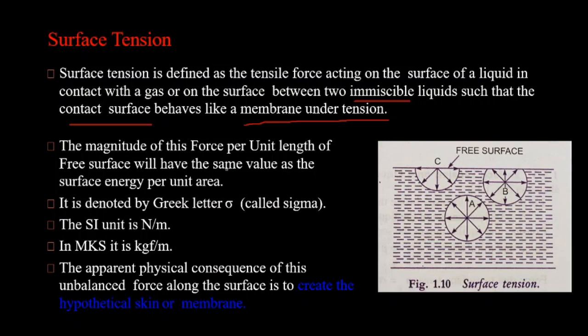So the magnitude of this force per unit length of free surface will have the same value as the surface energy per unit area. So this surface tension is denoted by the letter sigma. The SI unit is Newton per meter. In the MKS system it is kgf per meter.